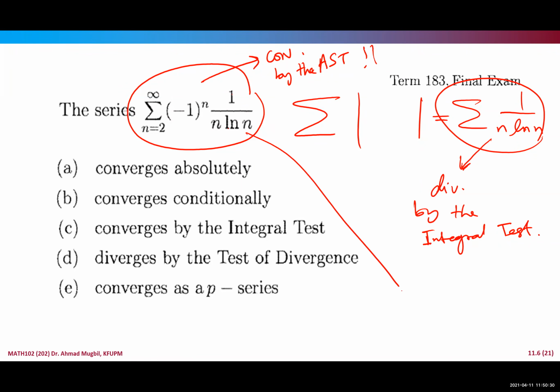So what is the final decision? It is convergent, but not absolutely. So it is conditionally convergent. So the right answer is B.